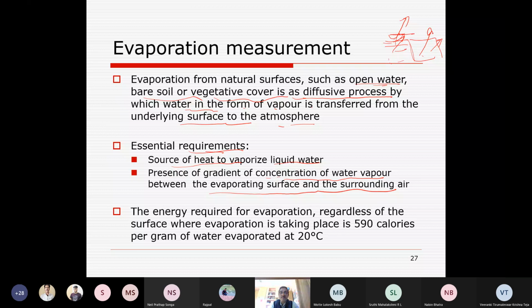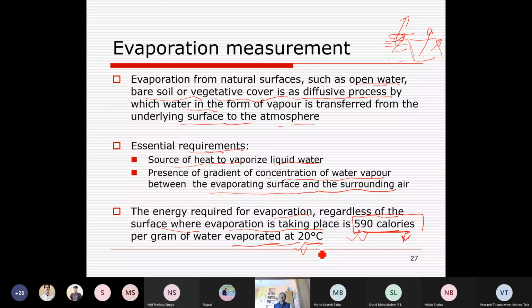regardless of the surface where evaporation is taking place, is simply, this is the standard, and this same condition is used in the energy balance approach as well: calories per gram of water that is evaporated at 20 degrees Celsius. So if we correct the temperature of the atmosphere, we can find out how the energy requirement is changing with respect to temperature condition. We can find out in that way what is the amount of water that is lost in evaporation. And that evaporation is connected with evapotranspiration.